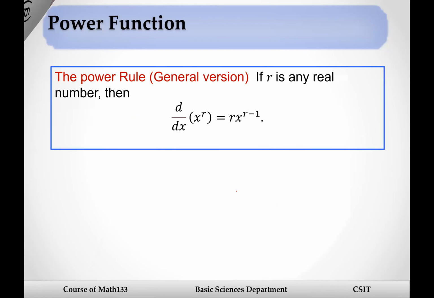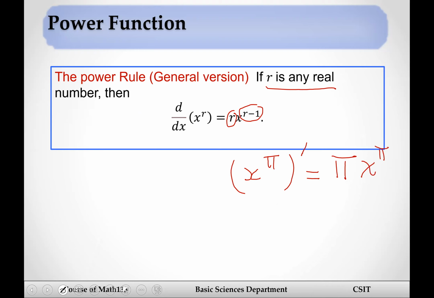Okay, so here it is, the general version. If you take any real number r and you compute the derivative of x power r, then you do the same thing. Take the r in front of the x, then make the power minus 1 and compute. So that's the rule. For example, if you have the derivative of x power pi, that means it is pi x power pi minus 1. That's an example that you can work on.